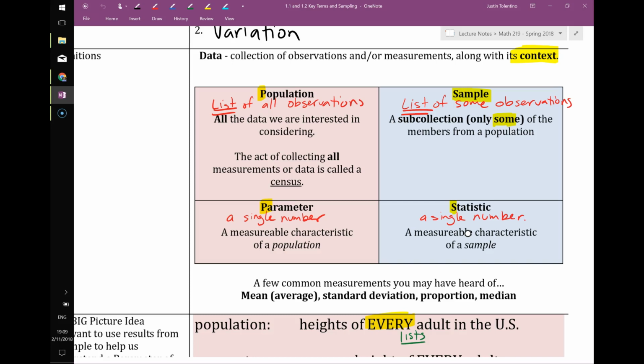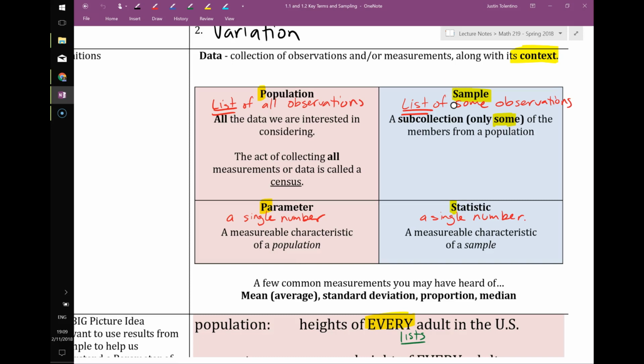So what's the difference between a parameter and statistic is the fact that a parameter will measure a population. So notice P for population and P for parameter. They go together. Same thing, a statistic is just a single number, not the list, but it measures the list of a sample. So again, S for statistic, S for sample. It's a measurable characteristic of a sample.